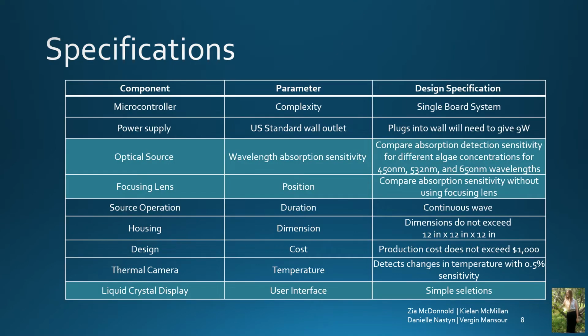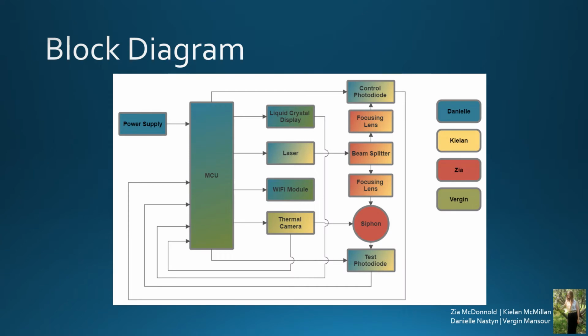Here is a graph of our specifications for our algae detecting system. We have it broken down into separate components. Each component has its own parameters and design specifications. This block diagram shows the distribution of work being done, using different colors to represent each person. Danielle is blue, Keelan is yellow, I am orange, and Virgin is green.